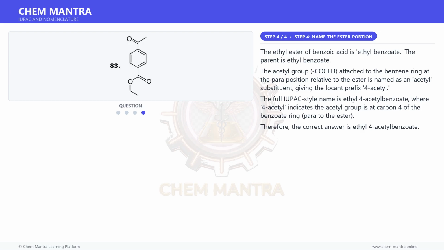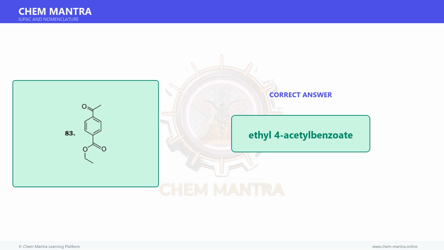The acetyl group, -COCH3, attached to the benzene ring at the para position relative to the ester is named as an acetyl substituent, giving the locant prefix 4-acetyl. The full IUPAC style name is ethyl 4-acetylbenzoate, where 4-acetyl indicates the acetyl group is at carbon 4 of the benzoate ring, para to the ester. Therefore, the correct answer is ethyl 4-acetylbenzoate. The correct answer is shown on screen.